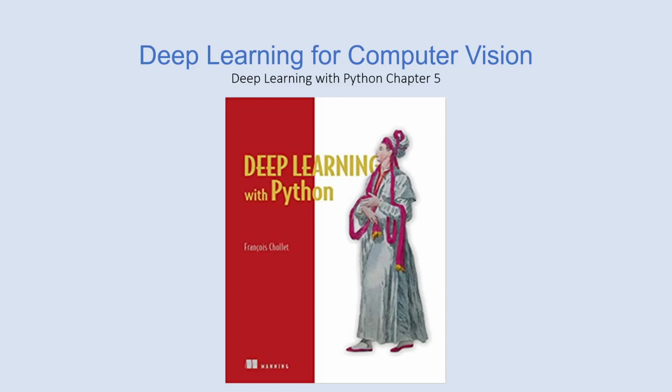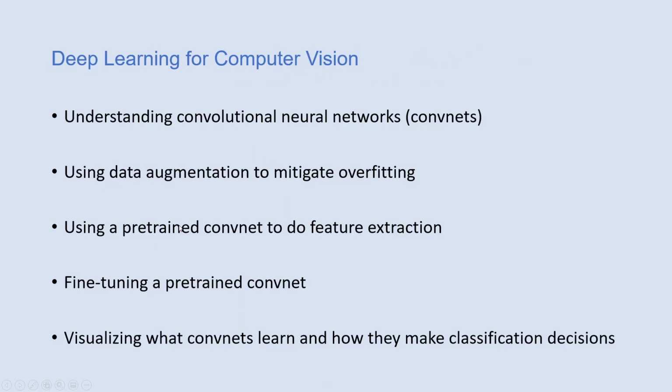Hi, in this video, I'm going to give a summary of Chapter 5 of the Deep Learning with Python book from Francois Chollet. This book is in the references of this video, and the chapter is called Deep Learning for Computer Vision, and it's basically about convolutional neural networks, which is the preferred method for computer vision applications and image processing.